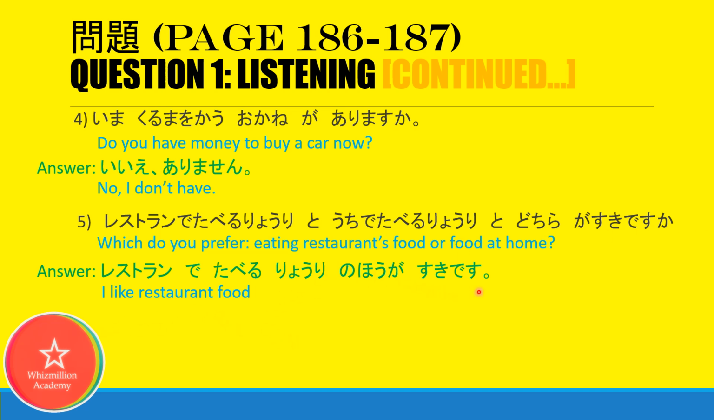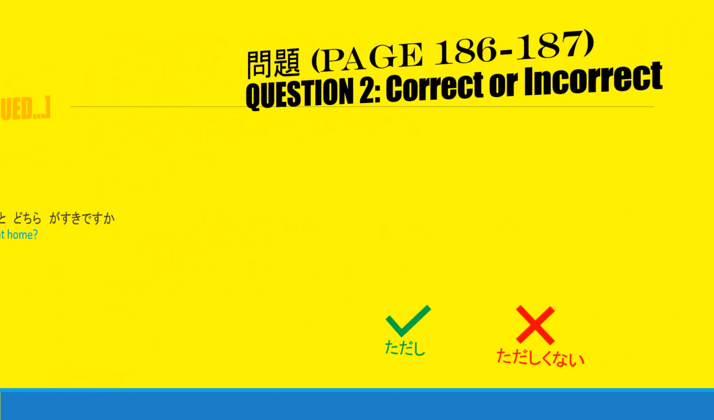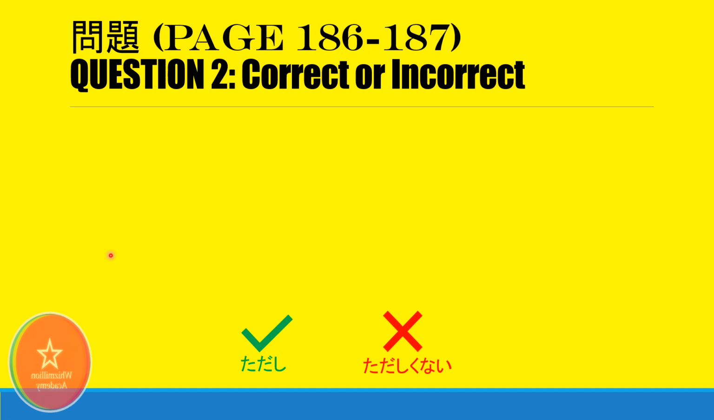Okay, notice の方が好きです always comes together, alright? So this is a very good way to answer when somebody asks you the どちら question, which one. You can always use の方が好きです。So I like the restaurant food more.